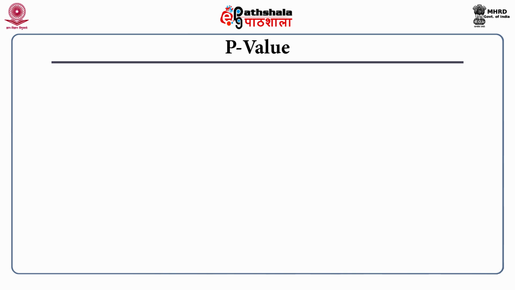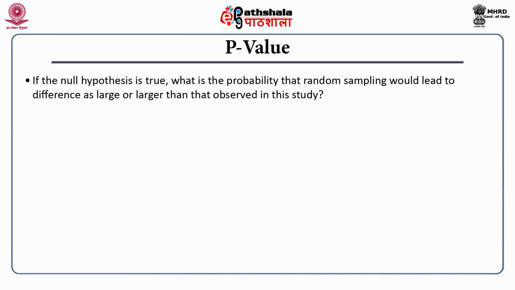P-value, what is p-value? If the null hypothesis is true, what is the probability that random sampling would lead to a difference as large or larger than observed in that study? So you should know the p-value definition starts with the words "if the null hypothesis is true." So that is our premise. The null hypothesis is true. So premise, then we do that experiment, then we check the validity of that particular premise. So this is basically a deductive approach that we use in logic.